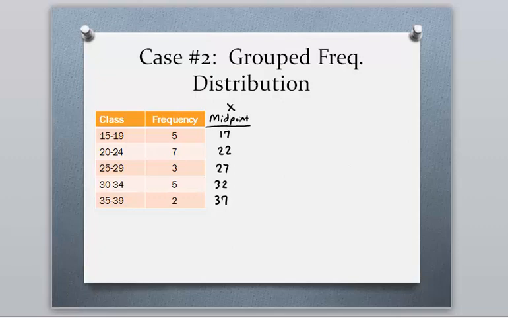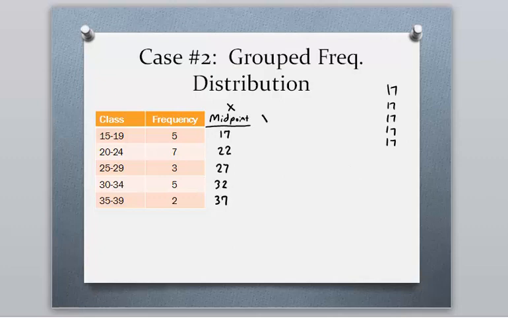Now remember that there were 5 values between 15 and 19. We're now saying that all 5 of those values were 17. So if we want to add those up, we're essentially saying to ourselves that we want to add up 17 plus 17 plus 17 plus 17 plus 17. And the fastest way to add those 5 numbers up is to use multiplication.